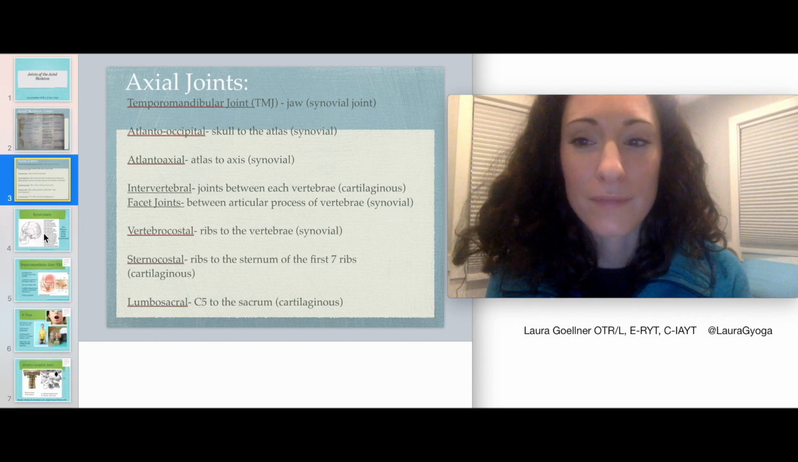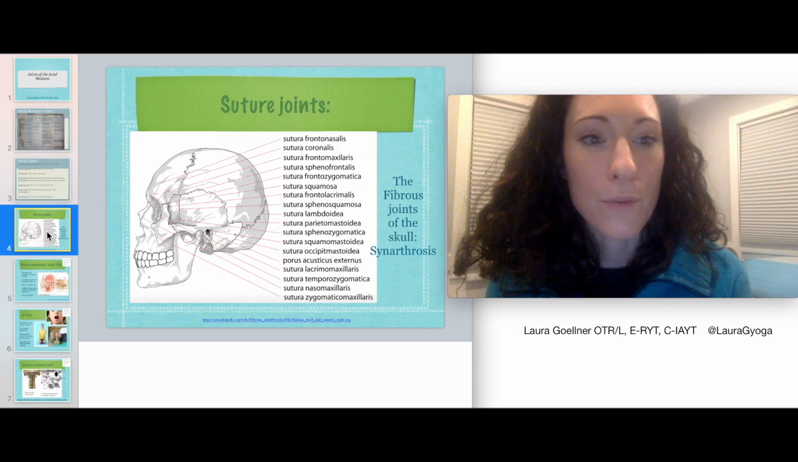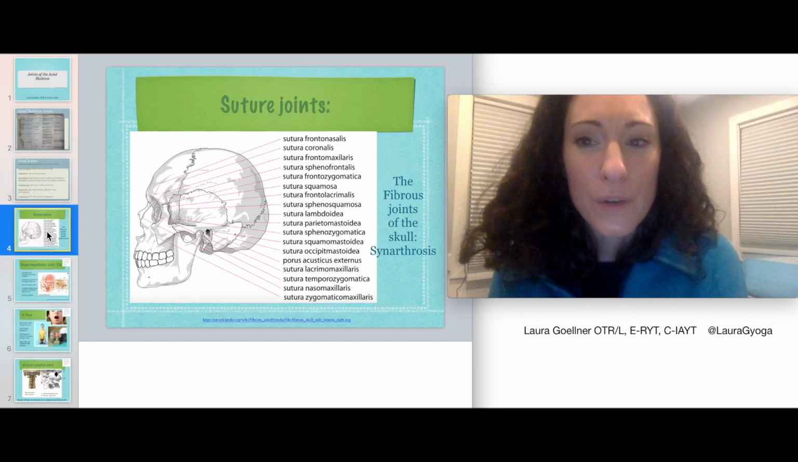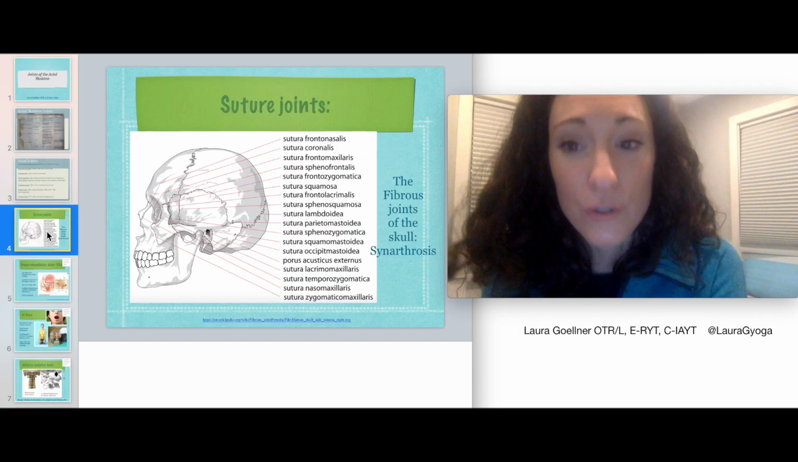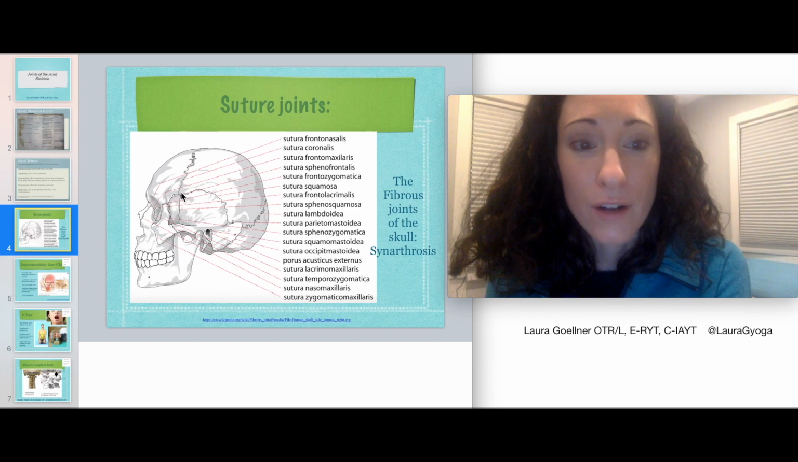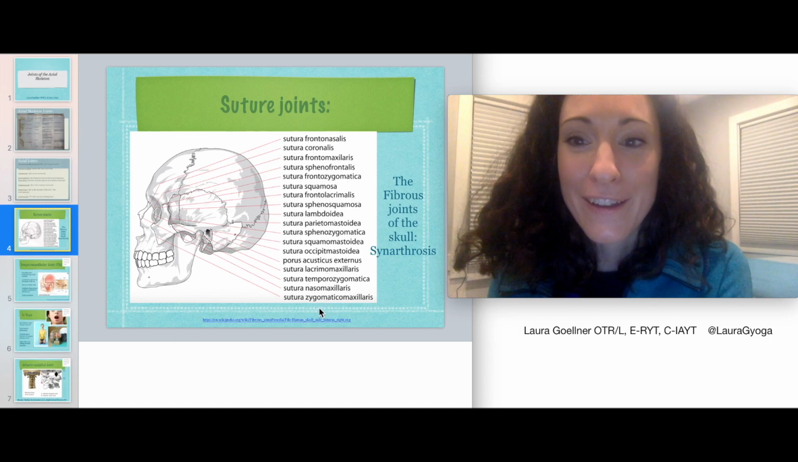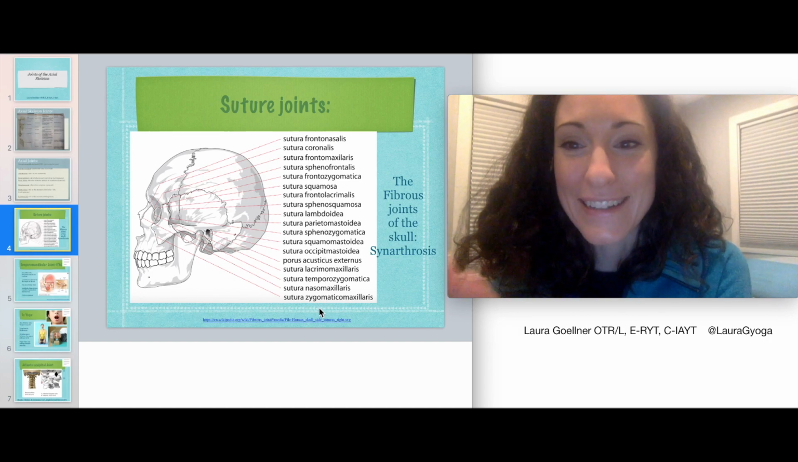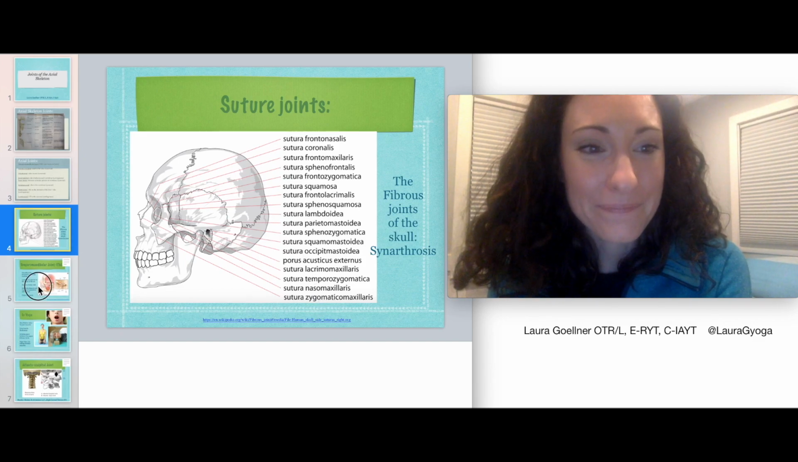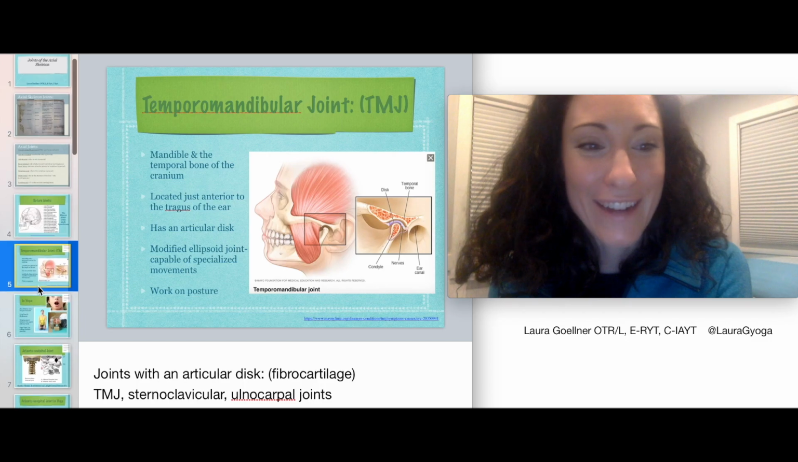That's usually a lot easier to say than temporomandibular joint, but we're going to start with a non-synovial joint, so the suture joints of the skull. These are the fibrous connections between the flat bones of the skull, and there's some crazy names right there. Just be really happy that you don't need to know any of those. Just know that they exist. That's the important thing, at least for what we're doing right now.